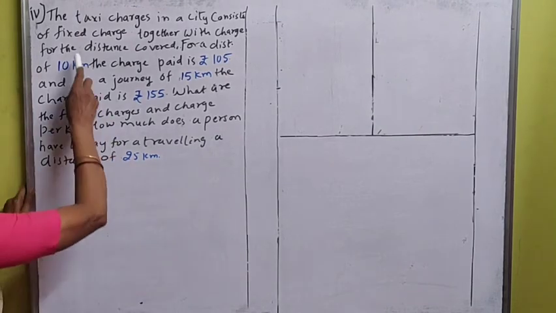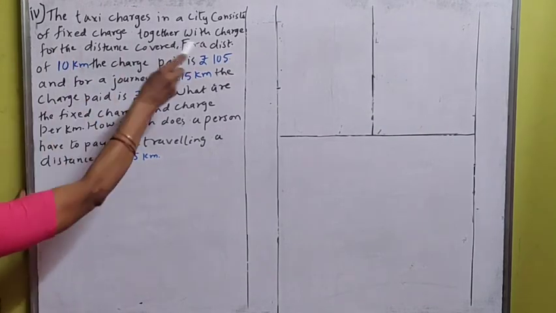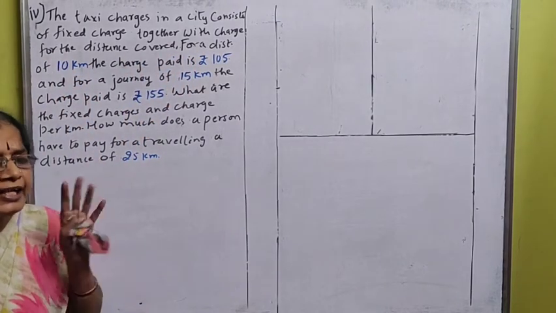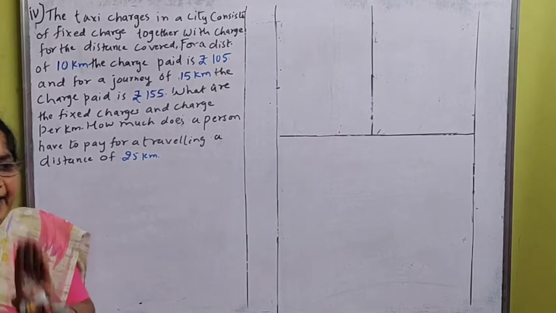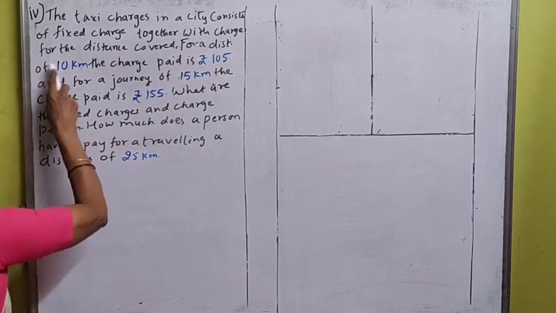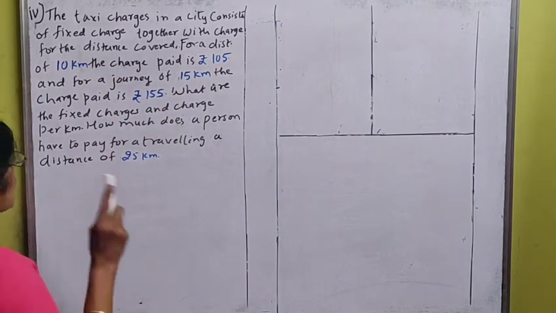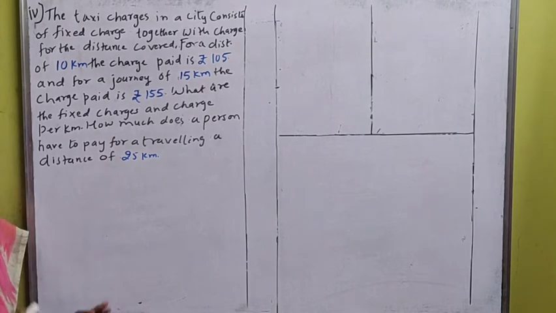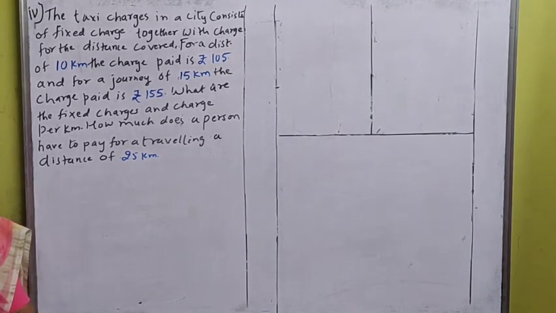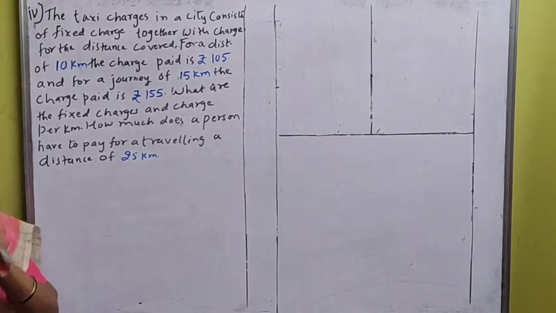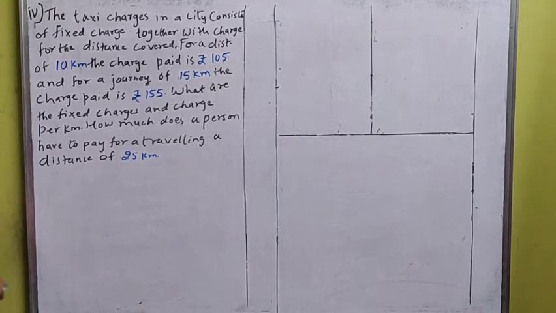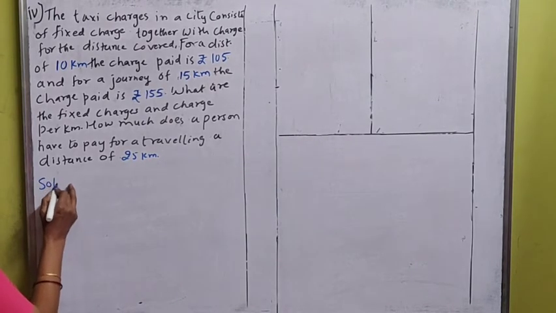So here what is given? The taxi charges in a city consist of a fixed charge. So we don't know what the fixed charge is. So let the fixed charge be rupees x. Then again what it says, with a charge for the distance, that is the charge per kilometer. So that also, suppose, let the charge per kilometer be rupees y. So the fixed charge is rupees x and the charge per kilometer is rupees y. So we have to start in that way.